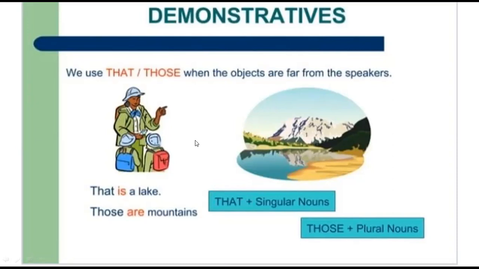So that is a lake. It means the thing which is far but singular, so we have used that. And the things which are far and plural, we have used those. Here, that plus a singular noun and those plus a plural noun. Okay? Here it is clear, I think. Yes, clear.